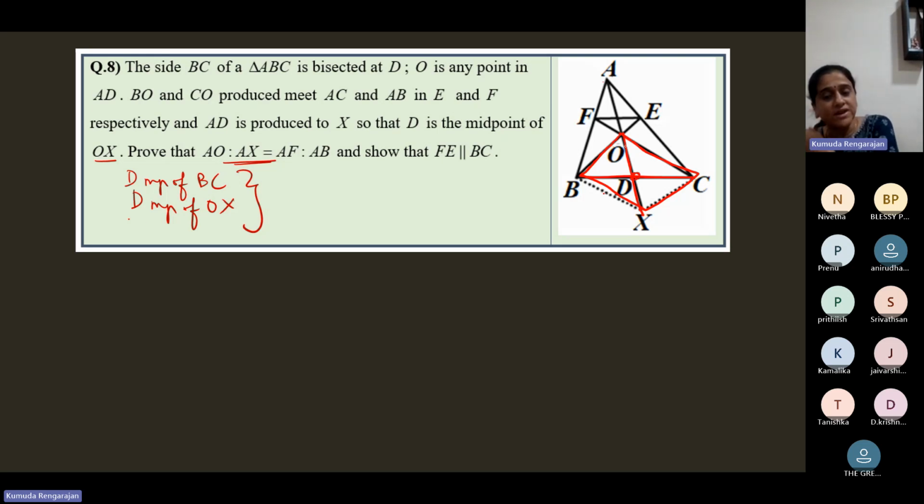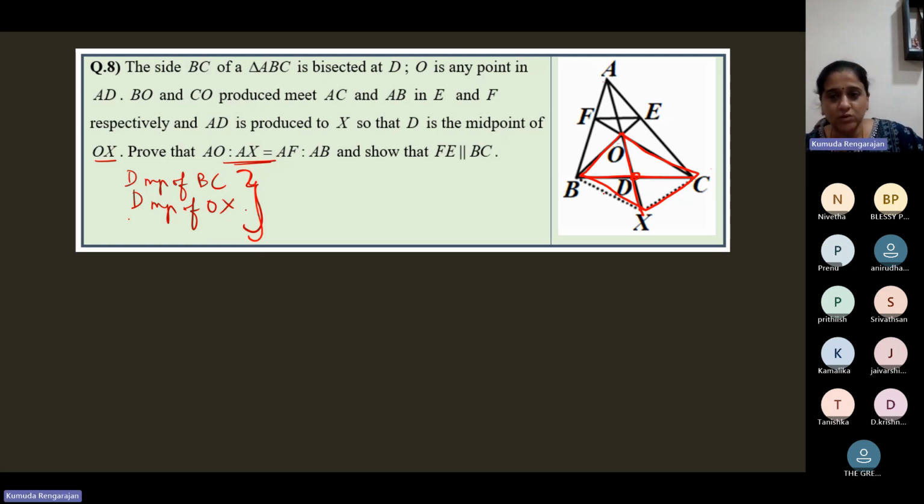D is the midpoint of the diagonal OX. D is also the midpoint of the diagonal BC. And we know that in a quadrilateral, when the diagonals bisect each other, it's a parallelogram. And if it's a parallelogram, we have parallel lines. No, opposite sides are parallel. So somehow we need to get parallel lines. Okay, so how do you make use of this information and get parallel lines and show that some lines are parallel?